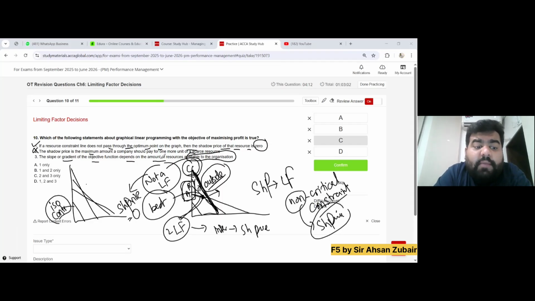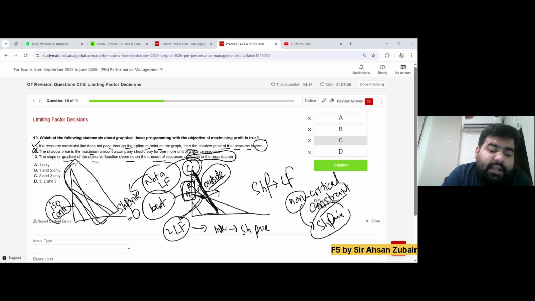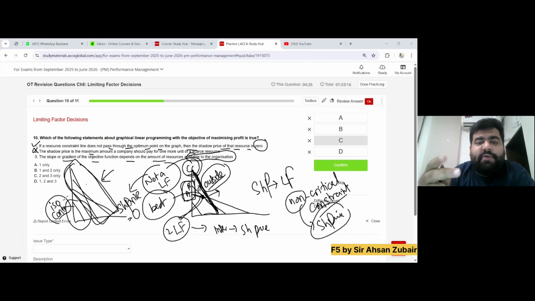The amount of resources available to the organization is indicated by these lines, showing how much of the resources are available. The iso-contribution line depends on the contribution per unit of both products. For example, if X and Y each have a $1 contribution, we say the ratio is 1:1. An iso-contribution ratio of 1:1 will make the iso-contribution line.